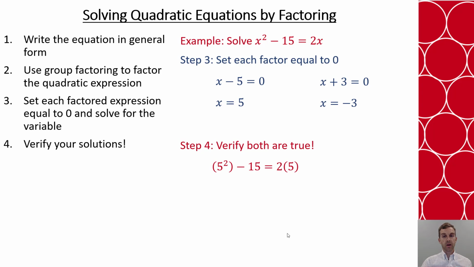So 5 squared minus 15 equals 2 times 5. That'd give me 25 minus 15 equals 10. If I do 25 minus 15, that is 10, so that solution does work.